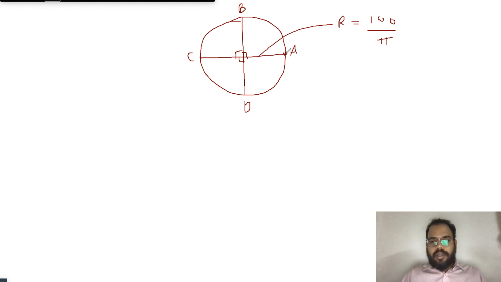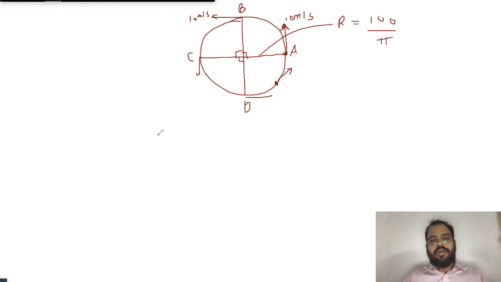Now the question says a man starts moving with speed 10 meter per second from A to B, then B to C, then C to D, and again D to A. The question also says the speed is along the circle. That means at every point the tangential velocity will be 10. So at B this speed will be 10 meter per second. Here it will be 10 meter per second. Again here it will be 10 meter per second. So at any point the tangential speed will be 10 meter per second.